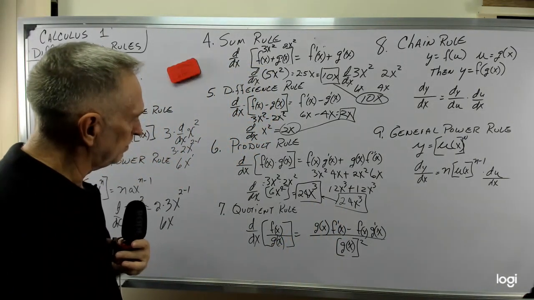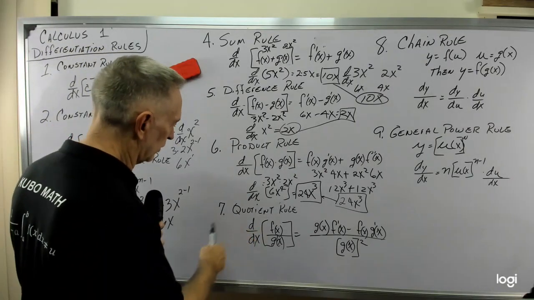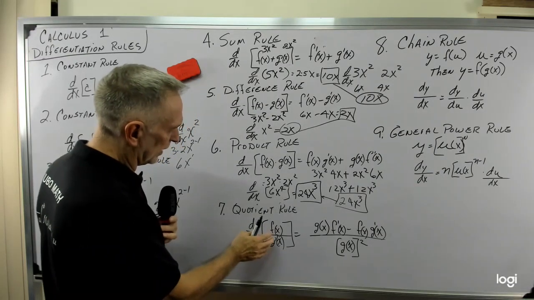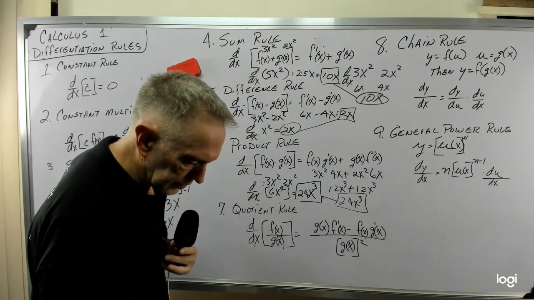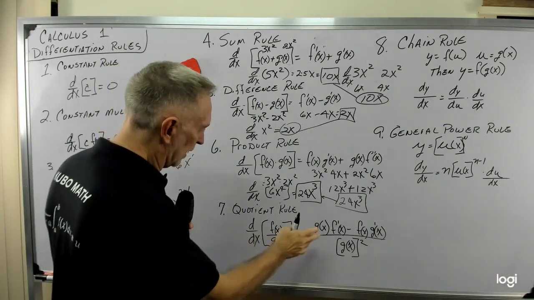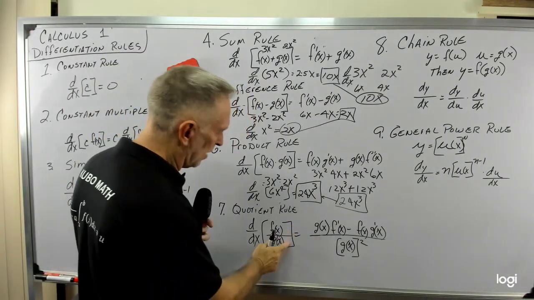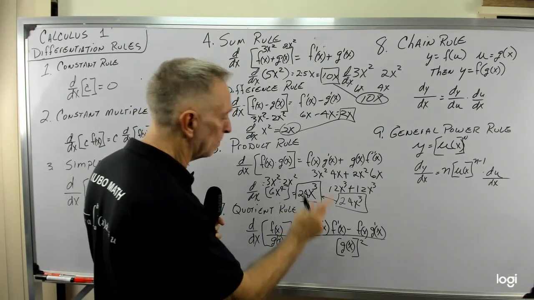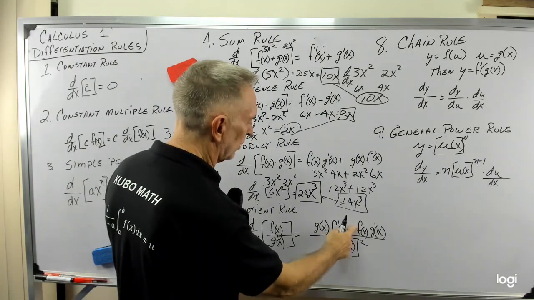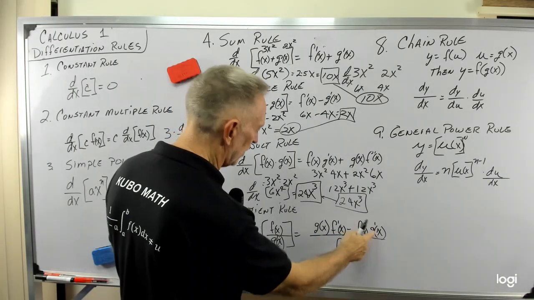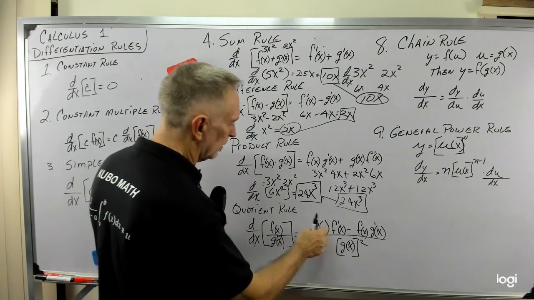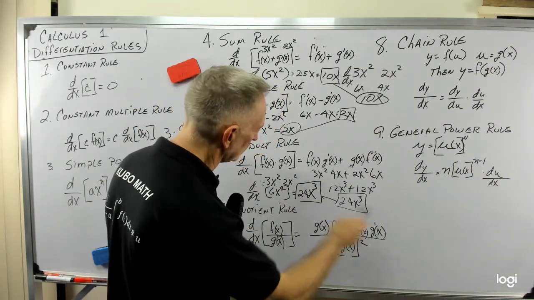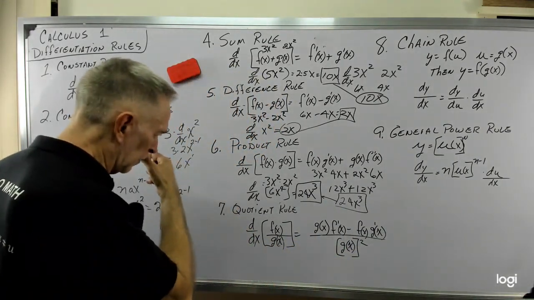Quotient rule, I may not have the room to work this one out, but it's the same concept. You're looking at f of x divided by g of x, and what that means is I take the function that's in the denominator times the derivative of the one in the numerator, minus the numerator function times the derivative of what's in the denominator, all divided by the function in the denominator squared, and then work that out.